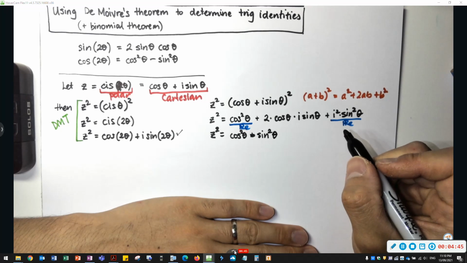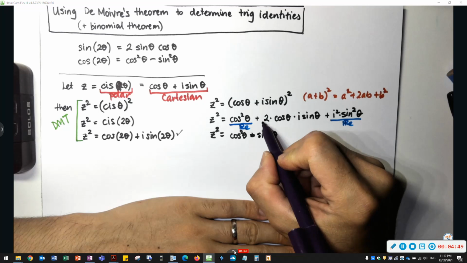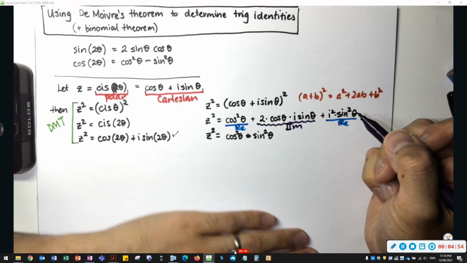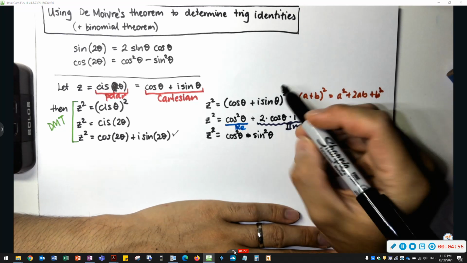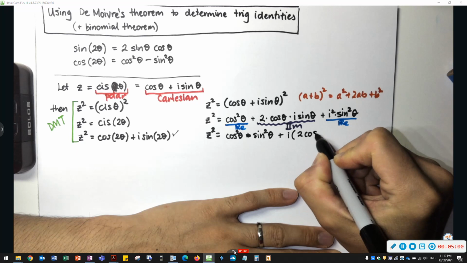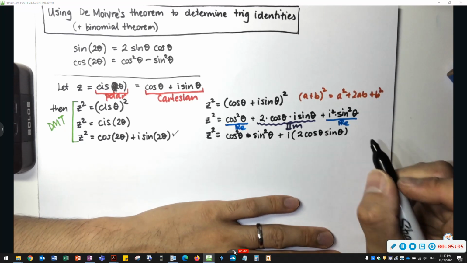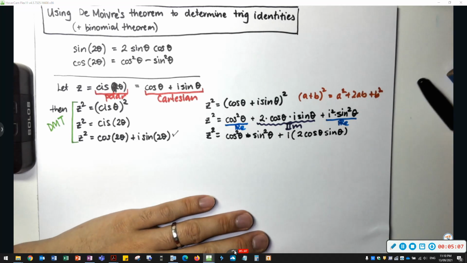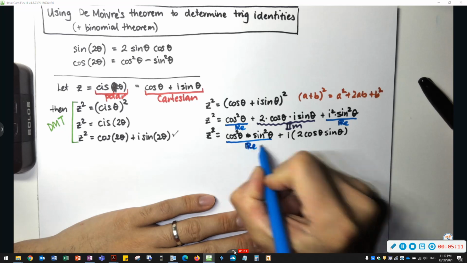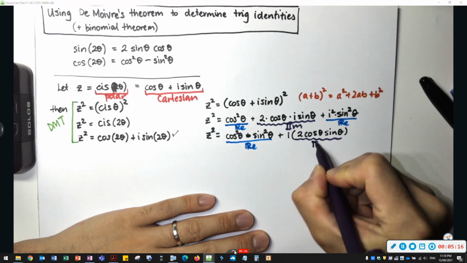And then we've got this part here, which is all imaginary. So this will be plus i times, and I'll just write this as a separate term, 2 cos theta sine theta. Now, hopefully you can see something interesting already before I even continue on. So this is the real part, and this is the imaginary part.